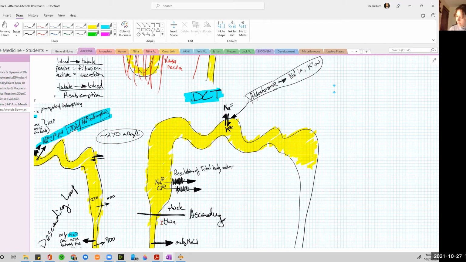And so eventually these people will get to the point where the preload can't go up anymore, but they still have this massive level of aldosterone. They're reabsorbing tons of sodium. And so what happens to all that fluid?